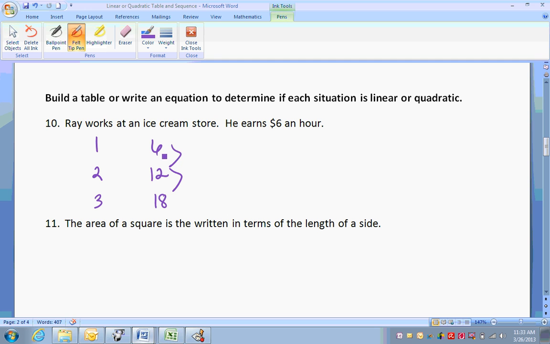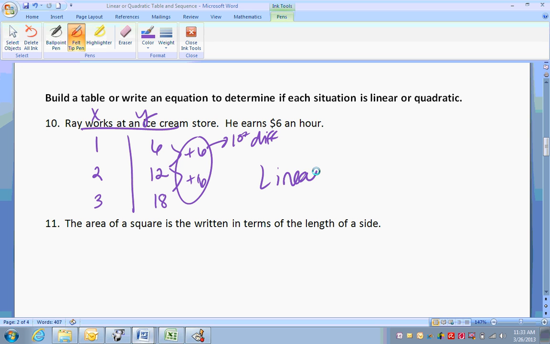We look at the first differences. So this is my x and this is my y. To get from 6 to 12, we add 6. To get from 12 to 18, we add 6. So the first differences are the same. So it is a linear equation.